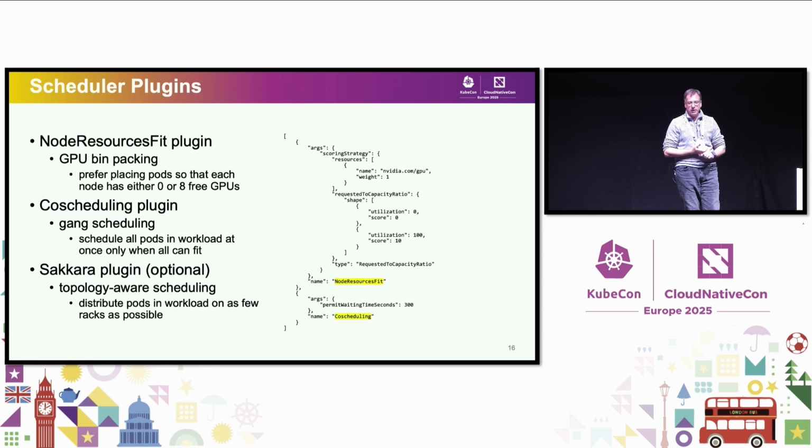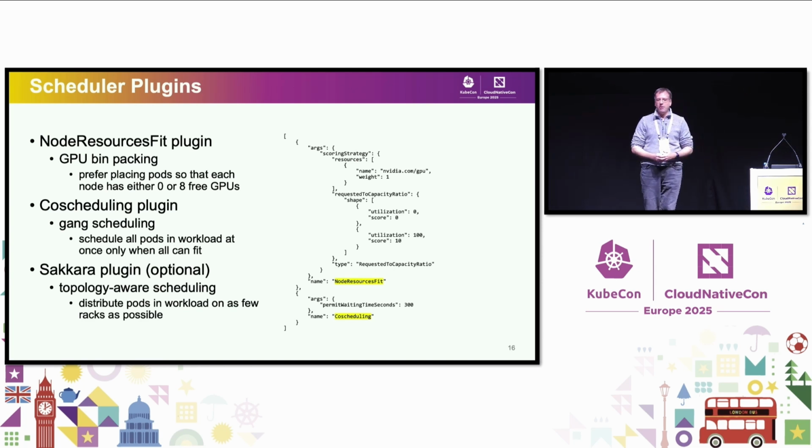We use a scheduler plugin to do gang scheduling. The idea there is if you have a large distributed AI/ML workload that needs 256 pods to run at the same time, we want to make sure we can fit the 256 pods before we actually deploy any of those pods, because deploying 250 pods is completely useless for most AI workloads, so we use co-scheduling for that.